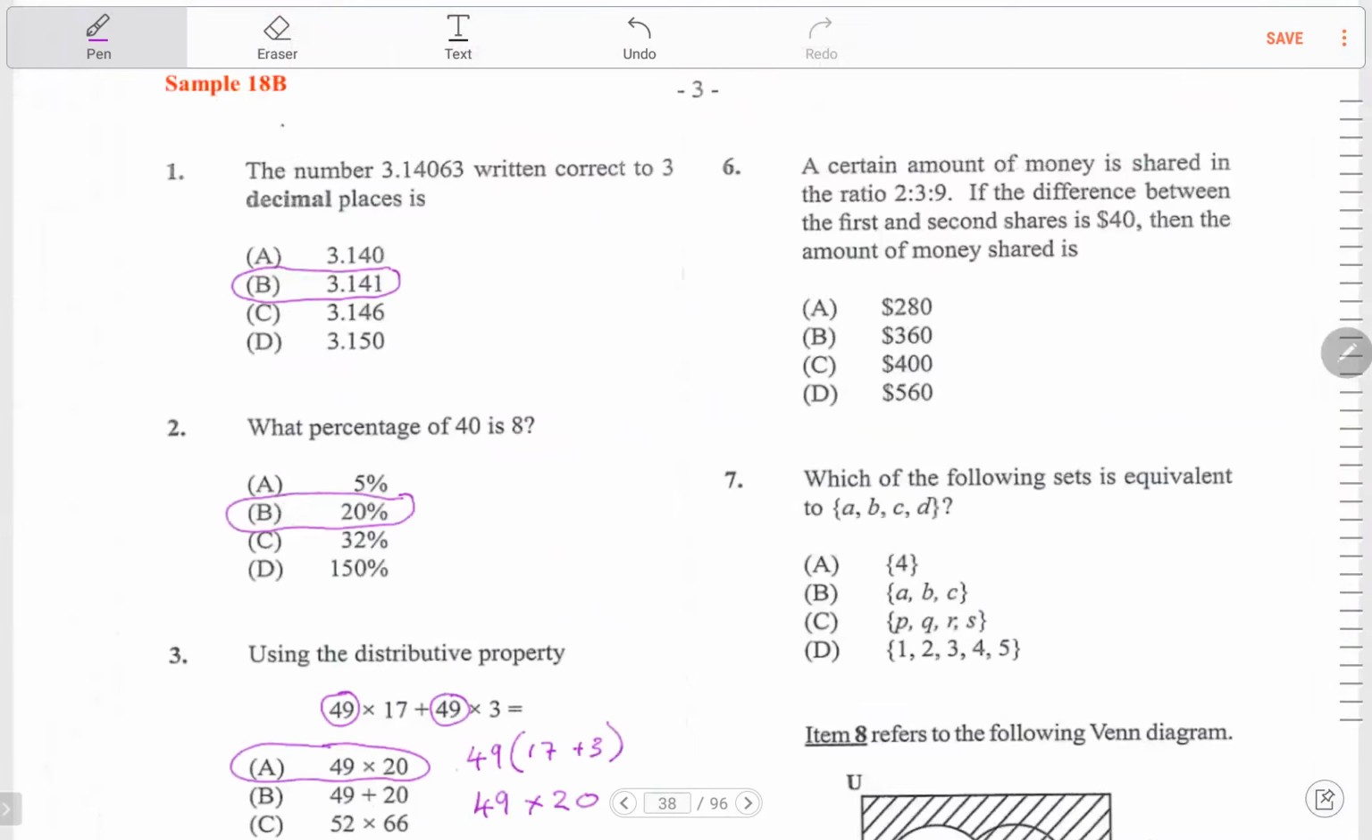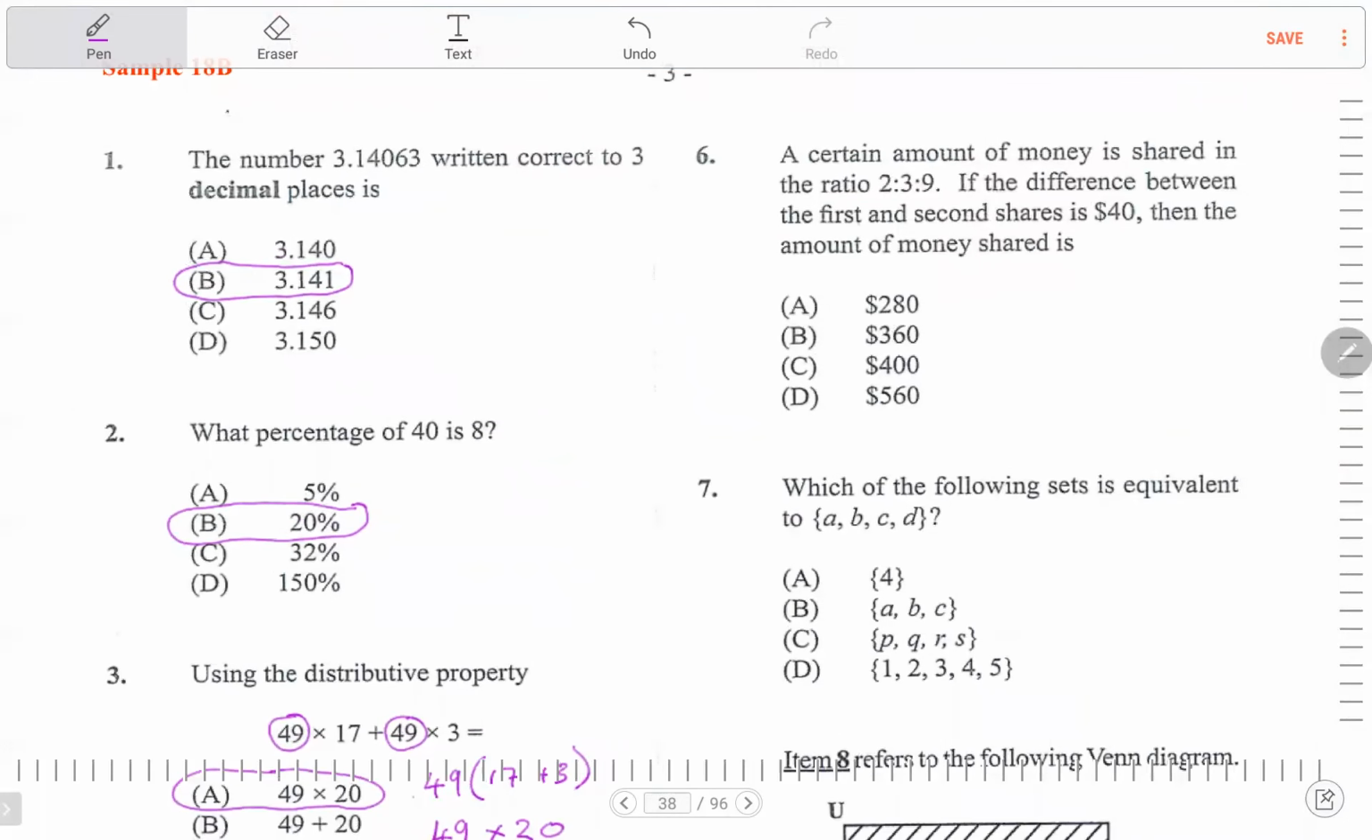All right, this question. You'll be careful with these questions, right? It can be done very, very easily. Ratio questions are very easy. You can do it in a way where you multiply and divide by a constant to get what you want. So a certain amount of money is shared in the ratio 2 to 3 to 9. So that's how many parts? That's 14 parts. It says if the difference between the first and the second share is $40, then the amount of money shared, so I want the total.